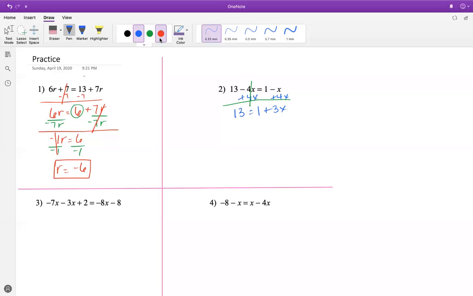Okay, then I need to subtract off my 1. Those cancel. 13 minus 1 is 12 equals a positive 3x, divided by 3. Those 3's cancel, and I'm left with x equals 4.